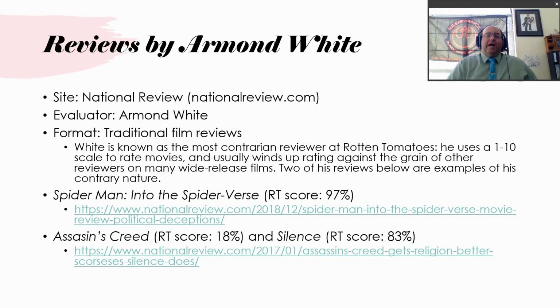So again, the evaluator's name is Armond White. They are traditional film reviews. Now, here's the thing about Armond White. You may have heard his name before, especially if you're a frequent moviegoer. White is known as the most contrarian reviewer at Rotten Tomatoes. He uses a 1 to 10 scale to rate movies and usually winds up rating against the grain of other reviewers on many wide-release films. Two of his reviews below are examples of his contrary nature.